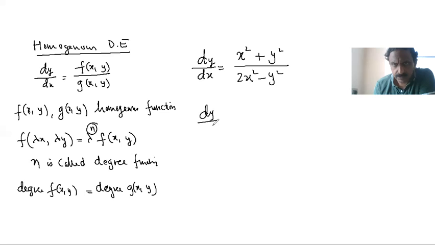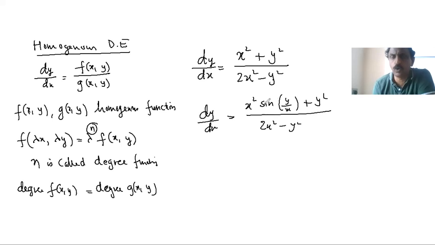But sometimes, even if I put x square into sine y by x plus y square upon 2x square minus y square, it is still a homogeneous function, because when I replace y by lambda y and x by lambda x, lambda will get cancelled here. So there will be no degree effect here. Degree effect will be only in these two. So still it will be a homogeneous function. If I had put e raised to y by x, it would still have been homogeneous, because when y is replaced by lambda y and x by lambda x, they get cancelled. So it turns out to be of the same degree. Is it clear to you?